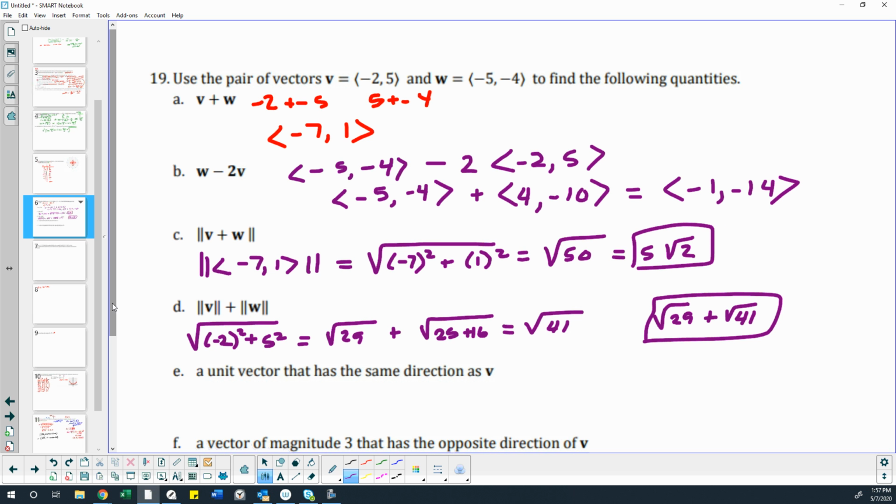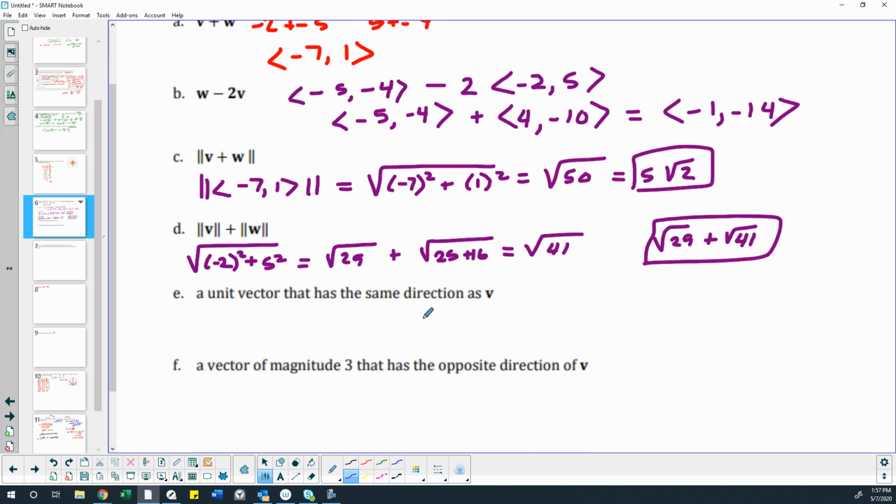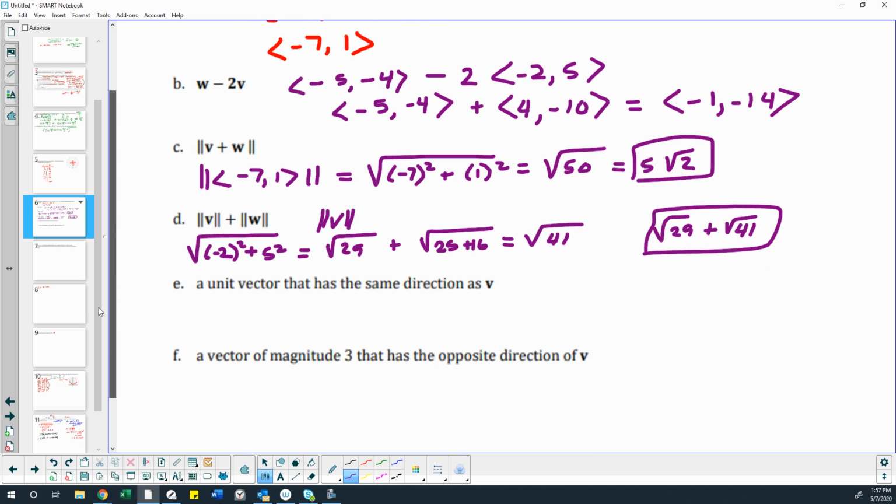Okay, unit vector the same direction as v. That is where we take vector v and we divide by the magnitude of v. The magnitude of just v was this right here. So we're going to take vector v, which is -2, 5, and we're going to divide by the magnitude, which is the square root of 29. What that does is it gives us the vector exactly the same direction as vector v, but it only has a magnitude of 1.